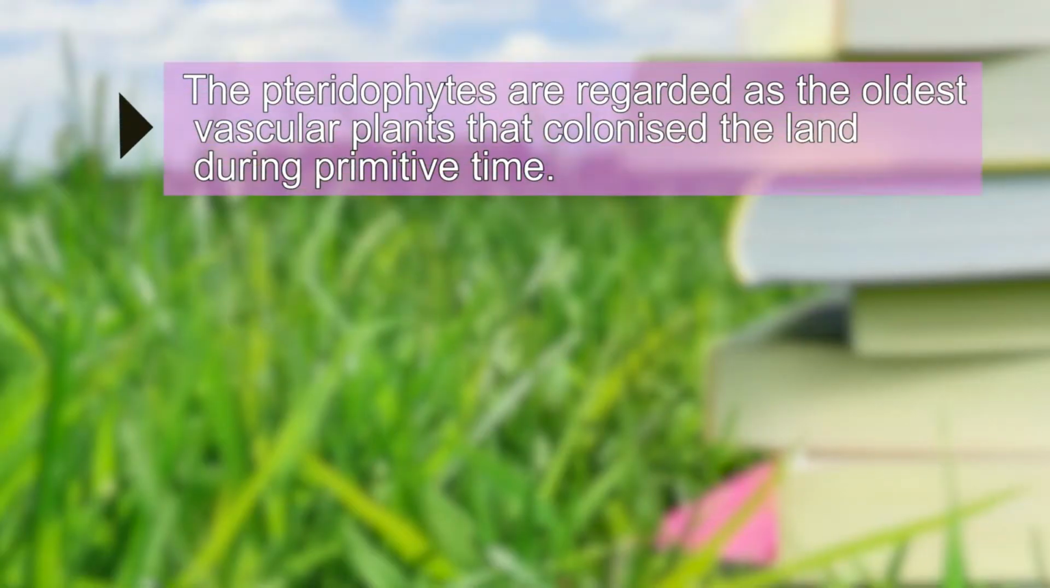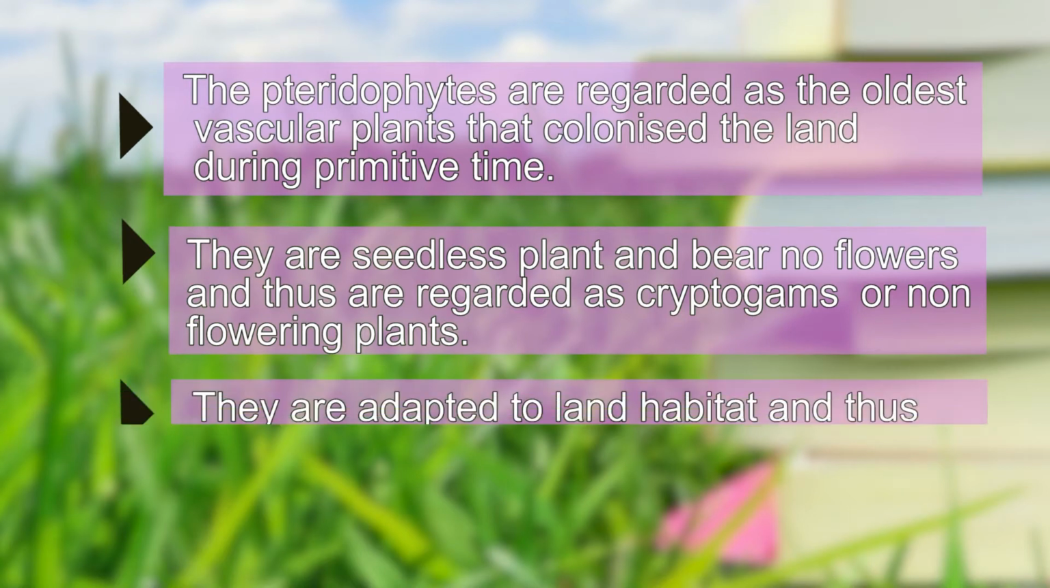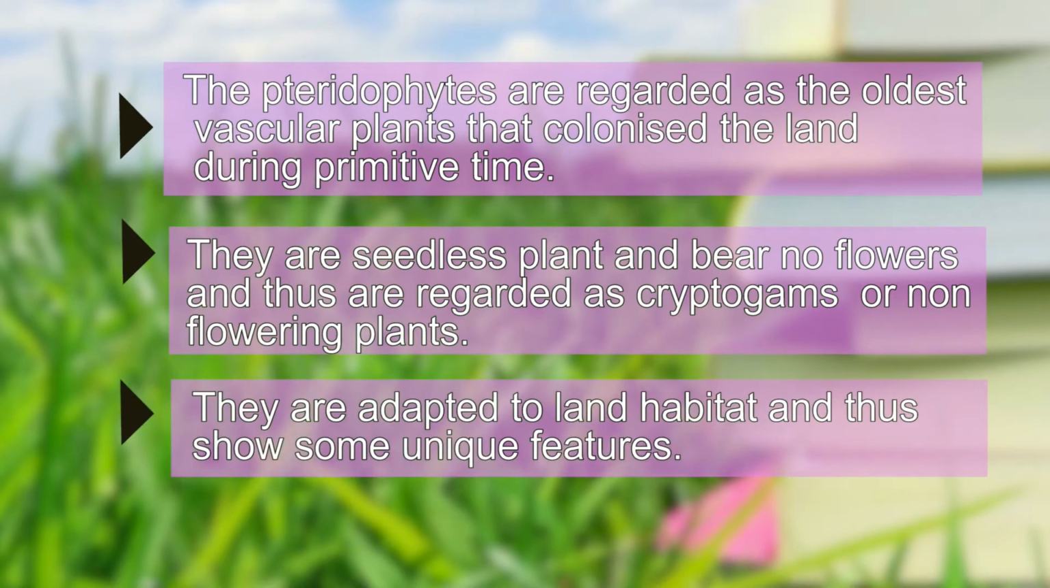In this module, we are going to discuss the general characters and classification of pteridophytes. The pteridophytes are regarded as the oldest vascular plants that colonized land during primitive time. They are seedless plants and bear no flowers, and hence they are regarded as cryptogams or non-flowering plants. They are adapted to land habit and thus show some distinct features.